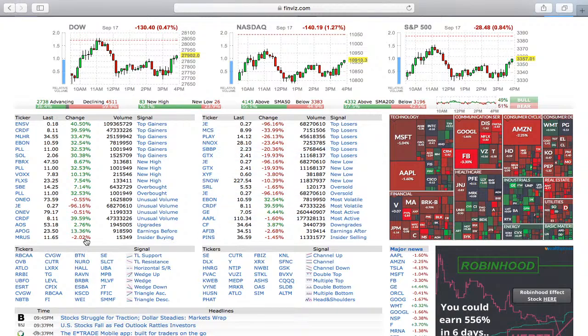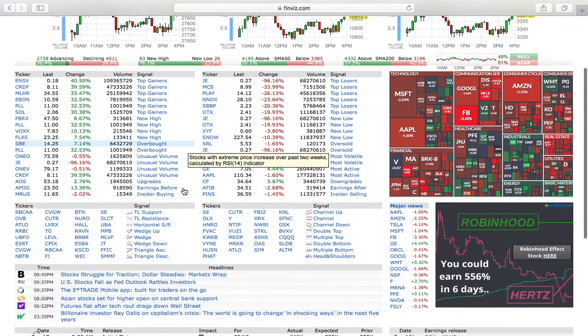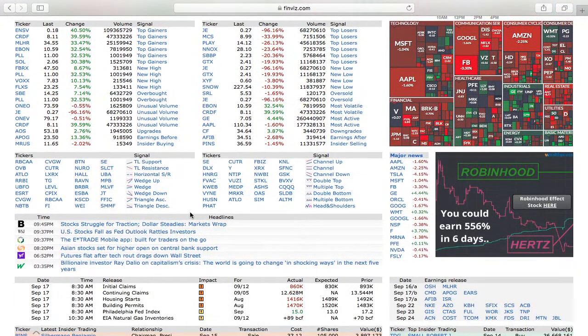We have some tickers. These ones show you some different kinds of signals. Signals being like top gainers, ones that hit their new high, ones that are overbought, unusual volume. So you can get a gist of what's going on in the market through that. If you are into different types of charting, if you're into candle patterns, then you can look at the specific candle patterns. These show you all the stocks that have a wedge or a wedge up, or a channel down, or a double top, or multiple tops.